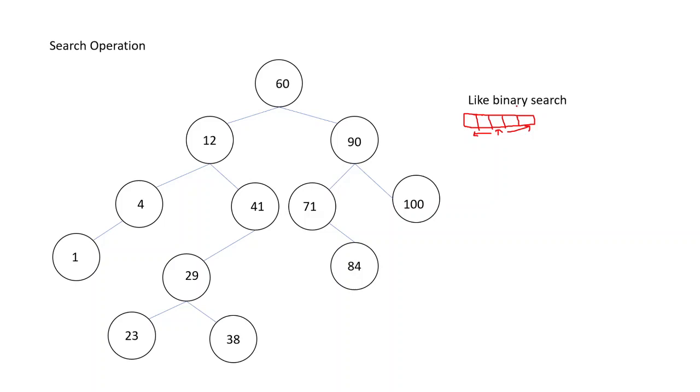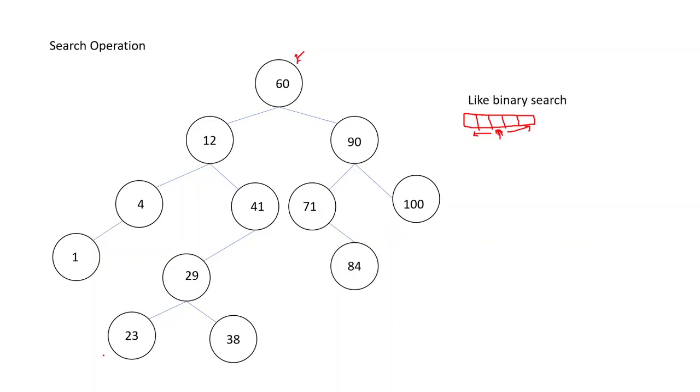Every time, the middle of the array in a binary search is essentially the root, because the left subtree will contain all the values less than the root node, and the right subtree will contain values greater than or equal to the value contained at the root node. So essentially this root is the midpoint of that array.